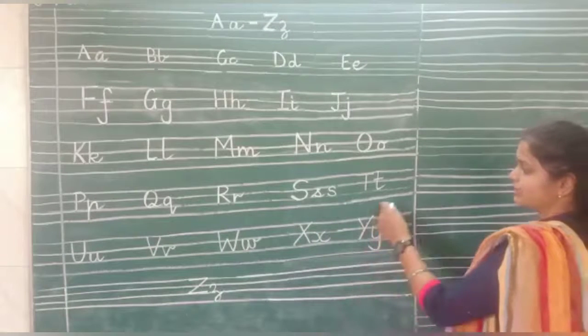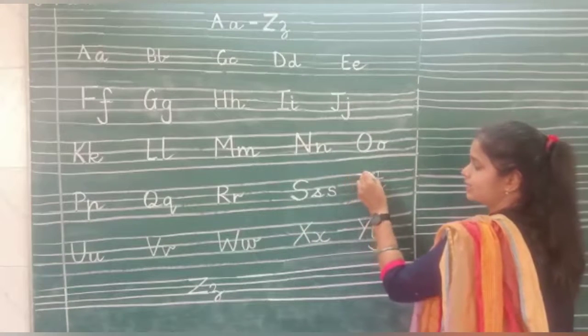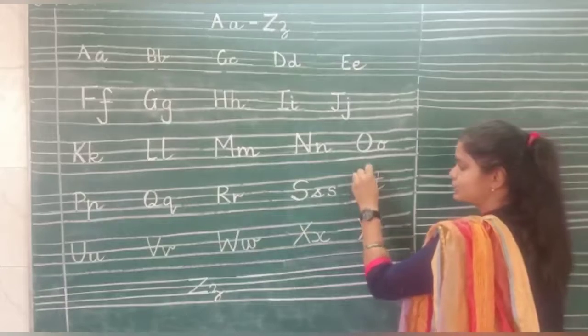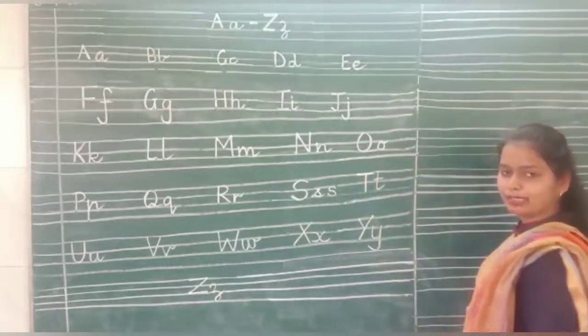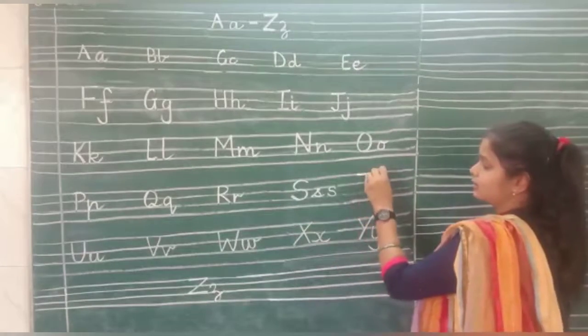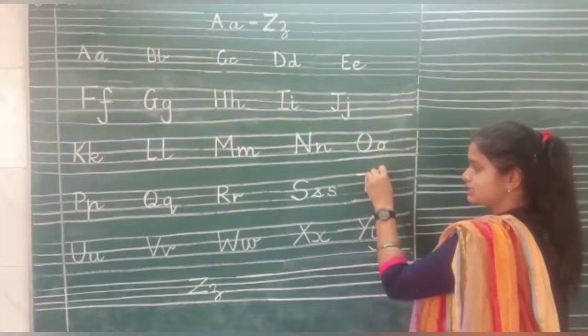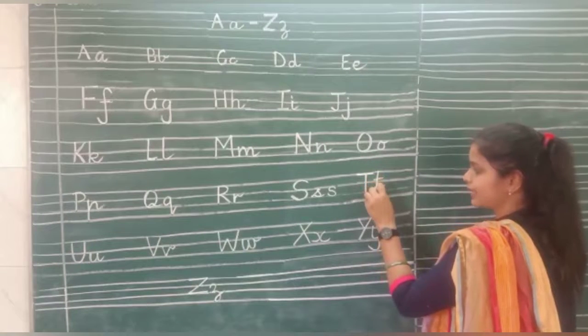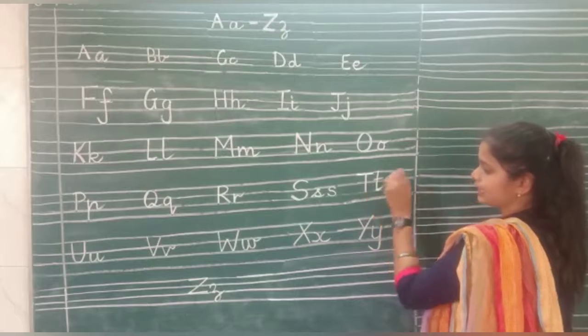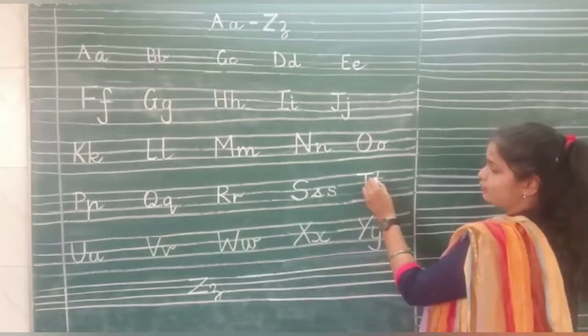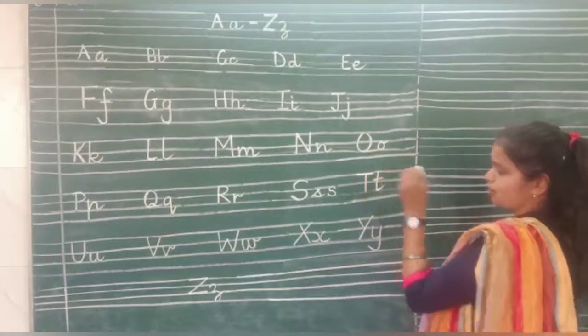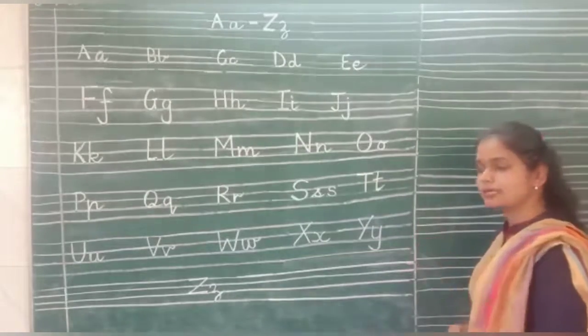Okay, then coming to the next letter T, starting from here, a dash, then a straight line. This is capital T. Then we will write small t starting from the first line, straight line and a kick like this. Then we will cut it from the top. Okay, so this is small t.